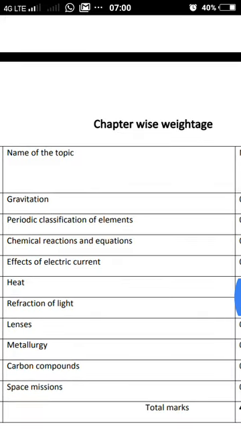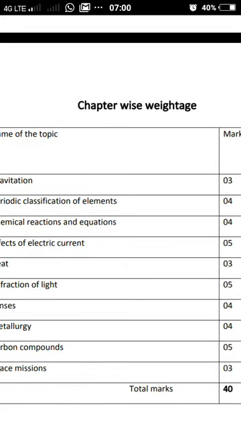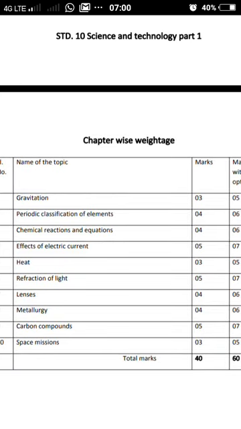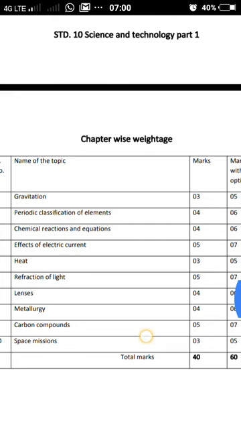Now chapter wise weightage. Here this is science 1 I am saying. For gravitation 3 marks compulsory, 5 marks with option. Periodic classification of elements 4 marks compulsory, 6 marks with option. Chemical reaction and equations 4 marks compulsory, 6 marks with option. Effects of electric current 5 marks compulsory, 7 marks with option. Heat 3 marks, 5 marks with option.